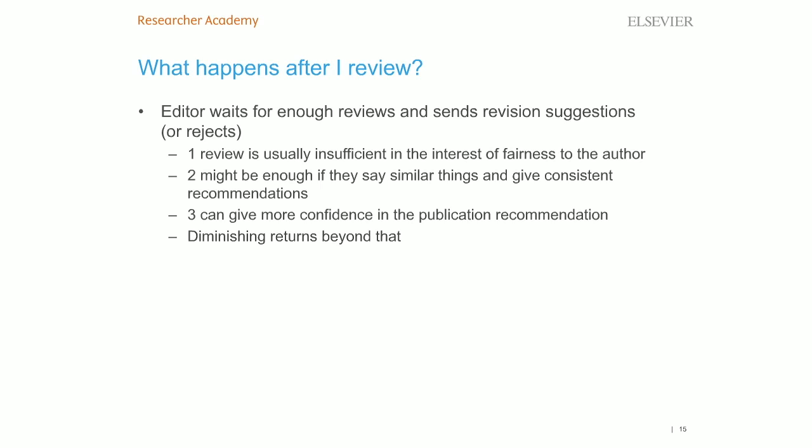If I get two sets of comments and they're pretty similar, they say consistent things, give the same recommendation, that might be enough. Three can give me more confidence, especially if the first two are sort of split in their lines of thinking or tell the author to take the manuscript in conflicting directions, then I'll usually wait for a third review. And I think there's typically diminishing returns beyond that. Very rarely we'll have 4 reviewers provide comments, but I find that it's rare that the 4th reviewer really adds a lot beyond what the first 3 already said.